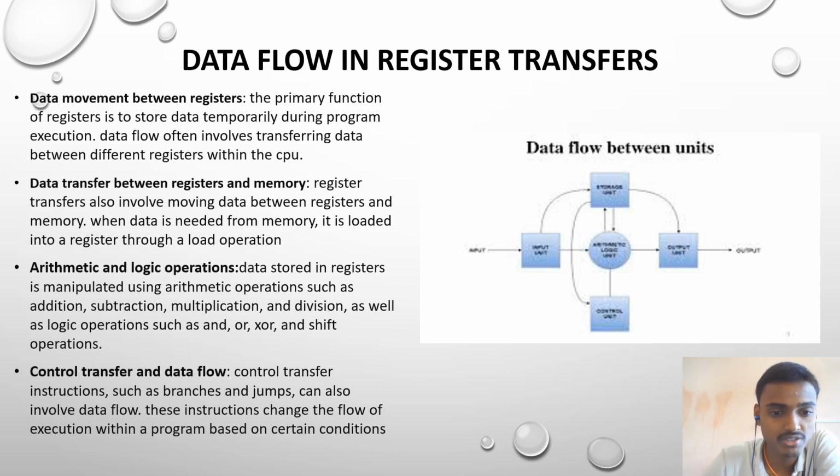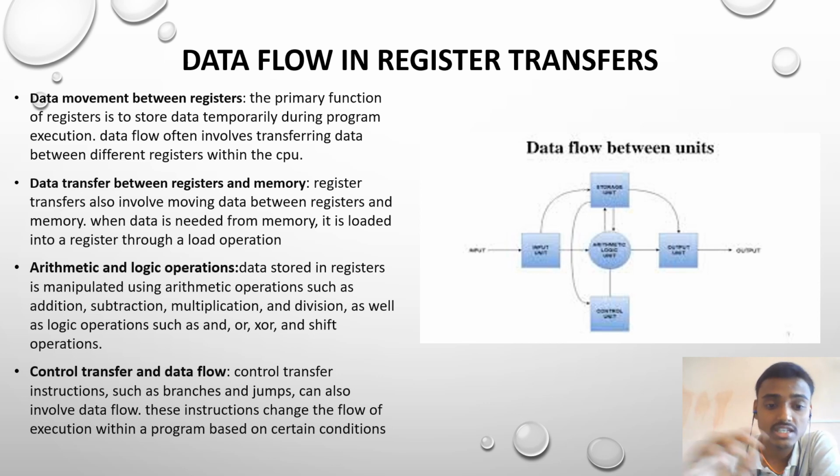Next one, data transfer between register and memory. As I said before, register transfer also involves moving data between registers and memory. When the data is needed from memory, it is loaded. After computation of the task, it is loaded back to the memory.